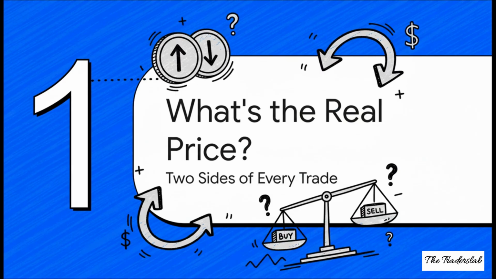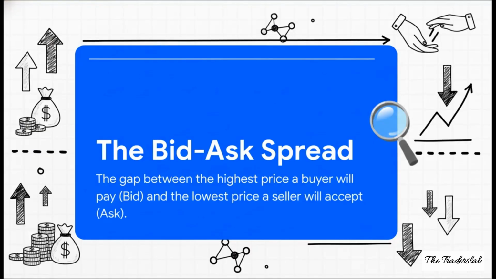Here's a little secret. Every asset you can trade doesn't have one price, it actually has two. And understanding this difference is the absolute first key to unlocking the market. This whole concept is called the bid ask spread. It's simply the gap between what buyers are bidding for an asset and what sellers are asking for it. And this little gap is the starting point for every single transaction.